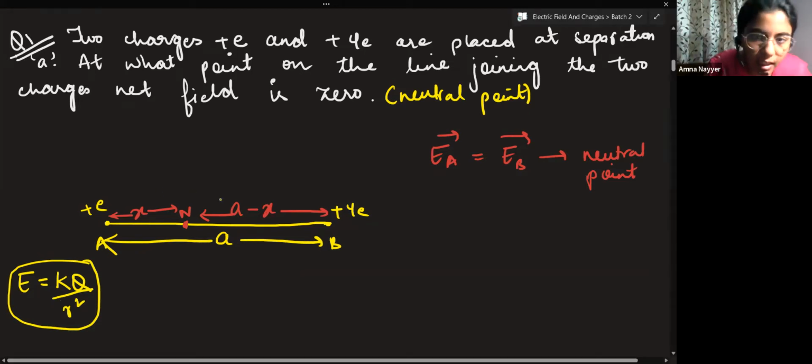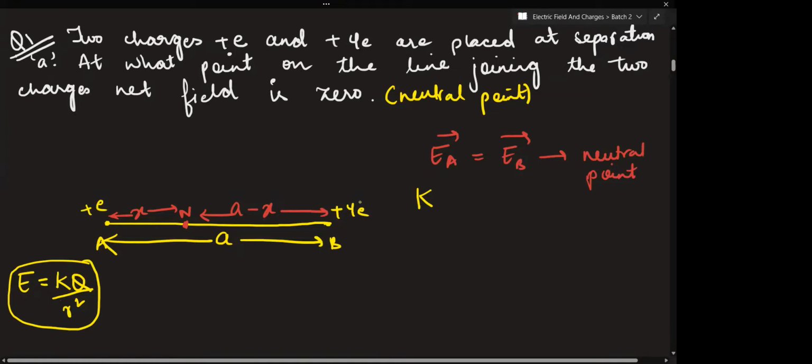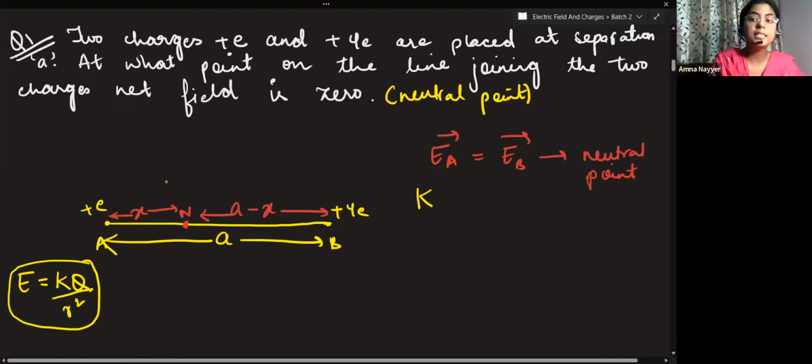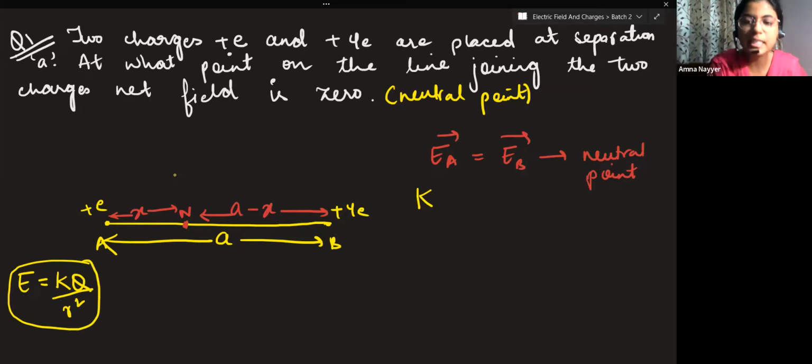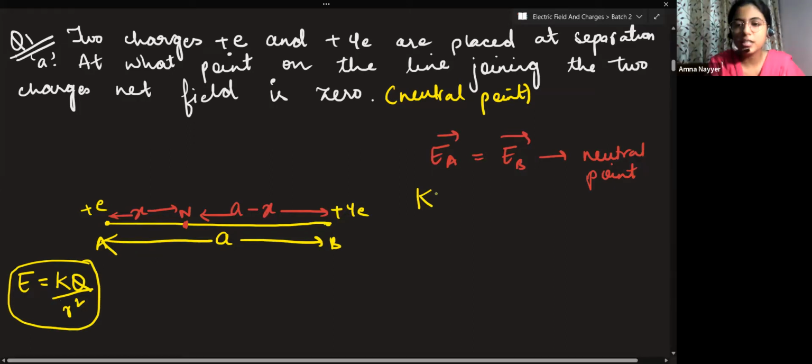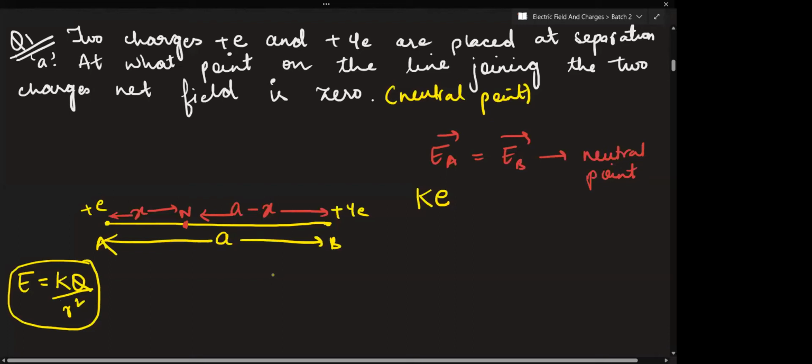Now we are considering, at this neutral point, the electric field due to A. So Hamza, at least can you tell me, K will be the constant used. We are just writing electric field for A. What will be the charge for electric field at A? Just look at point A. Which charge are you able to see at point A? Plus e. So e is the charge that you will take.